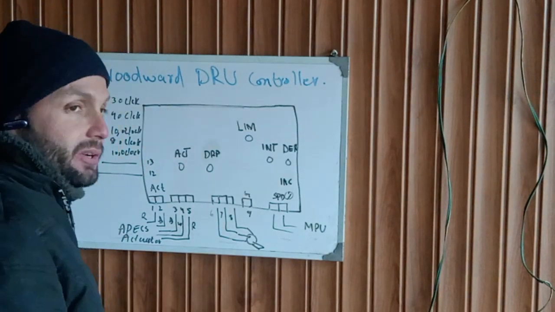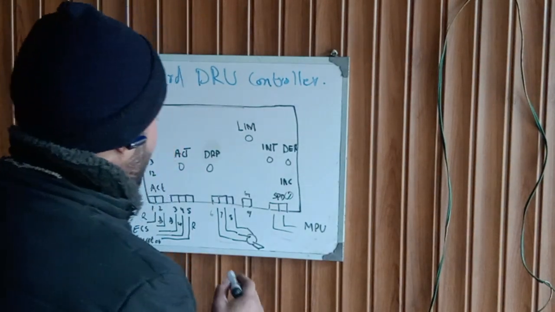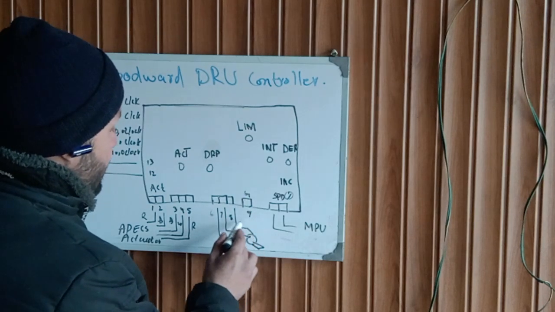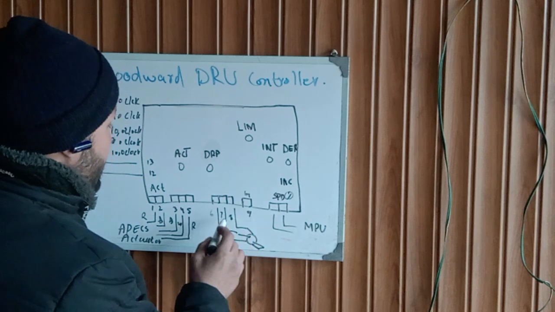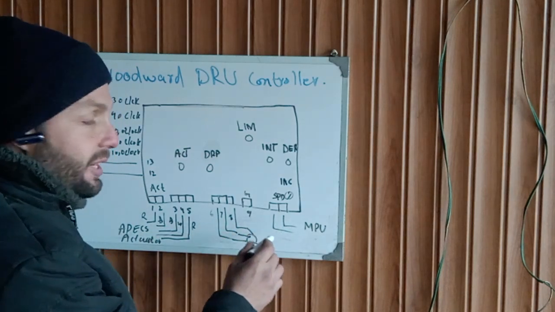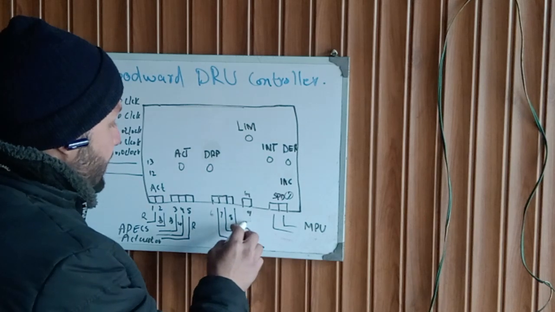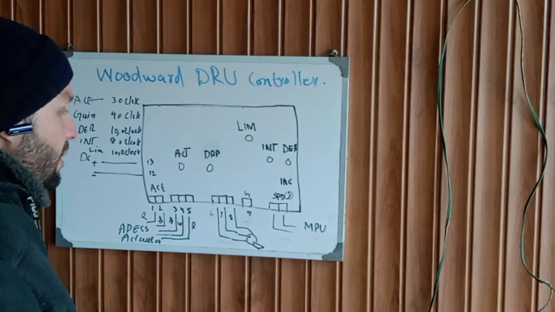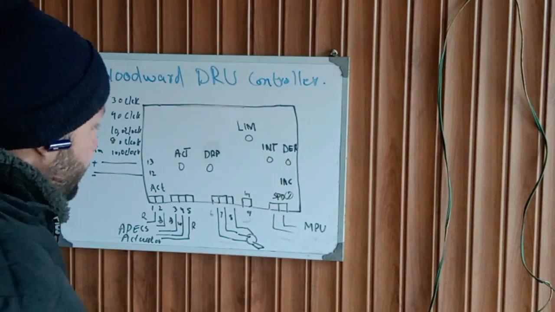That means a variable resistor. After that, pin 9 is the chassis ground. All the wiring shield wires are attached to the G. This is the chassis ground for all the wiring.